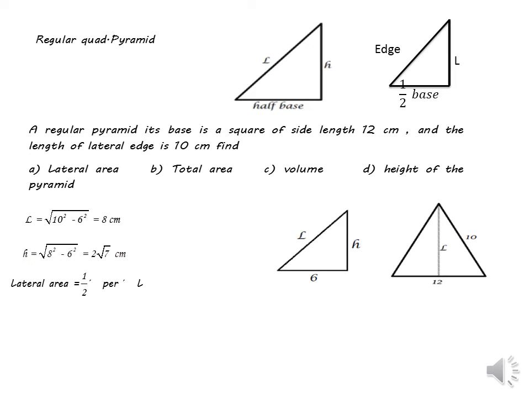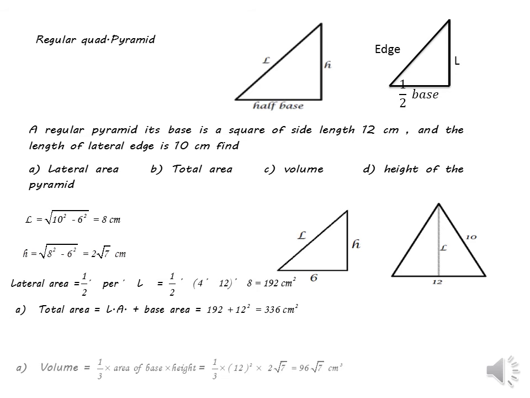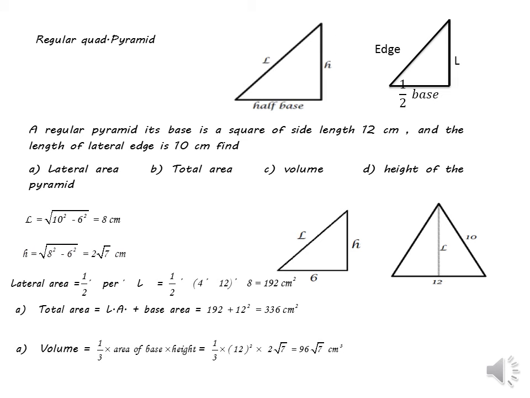Finally, we need to find the lateral area, which equals half the perimeter of the base times the slant height. Half the perimeter of the base, of course, will be 12 times 4 over 2, because it is a square, times the slant height equal to 8. Finally, it will be 192 centimeters squared. Then the total area equals the lateral area plus the base area. The base is a square, which means side times side, equal to 12 squared. Finally, it will be 336 centimeters squared.